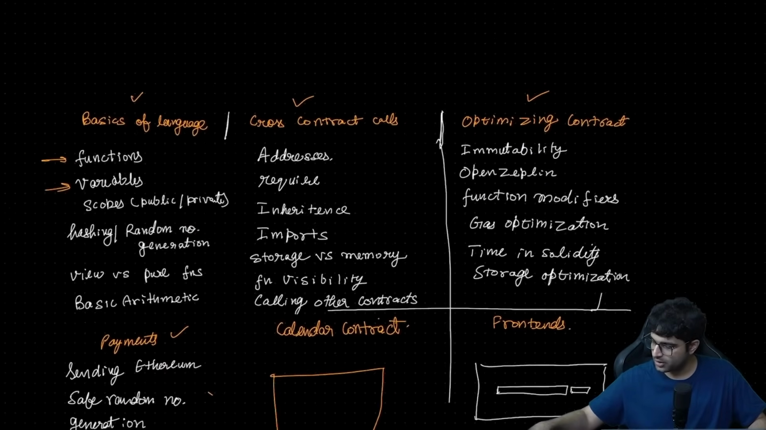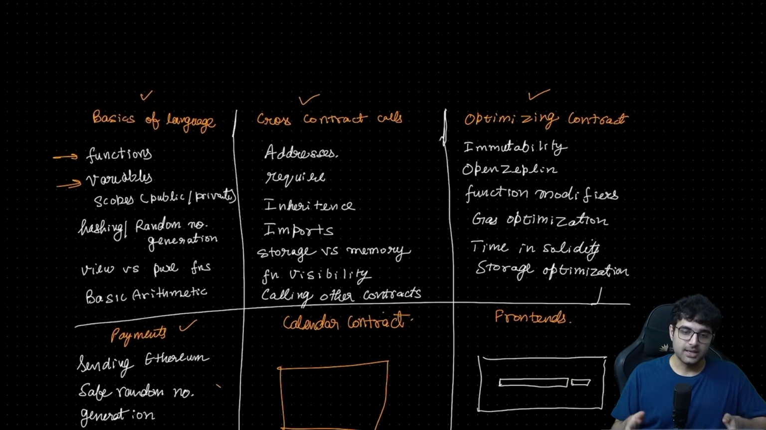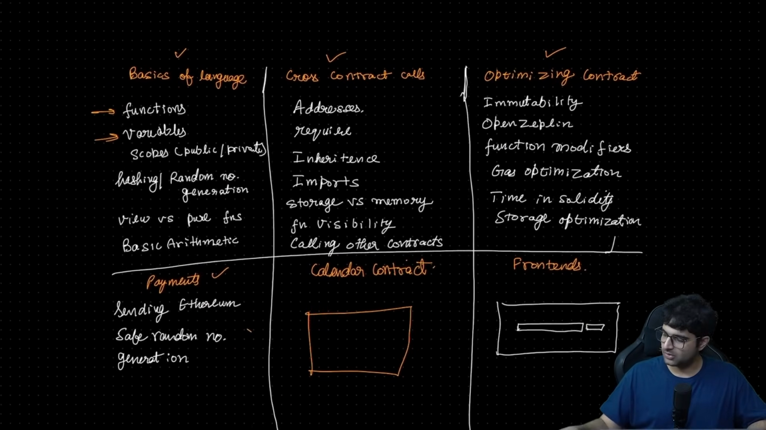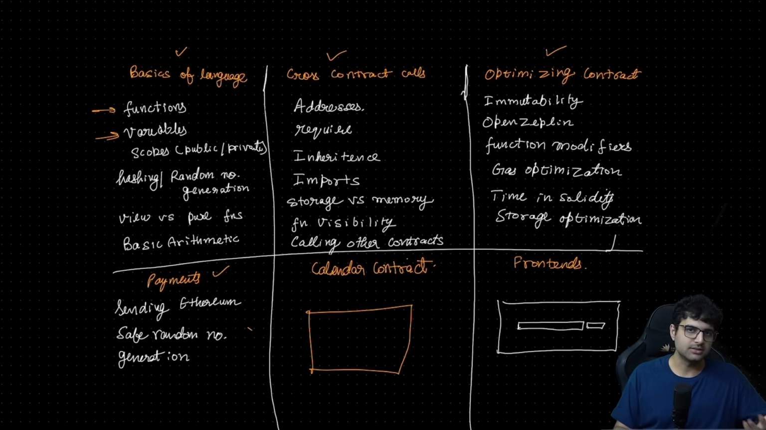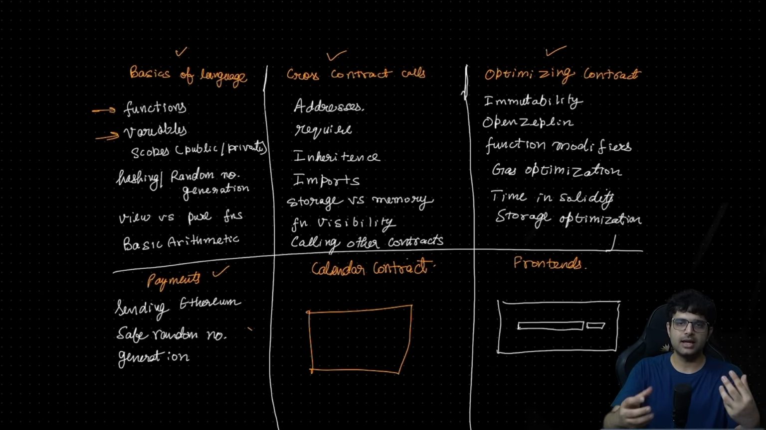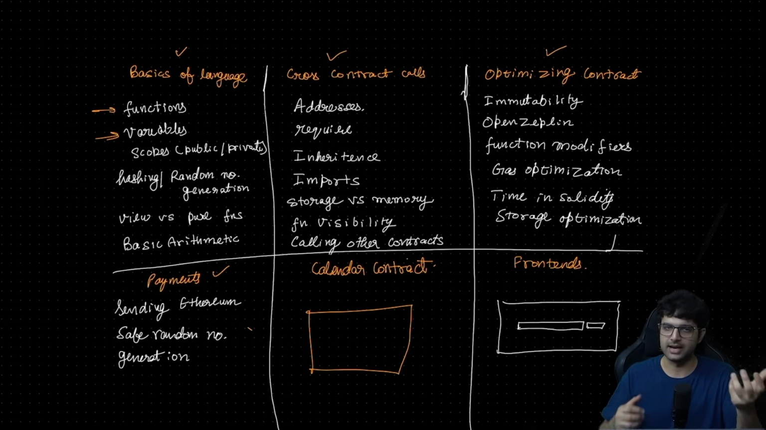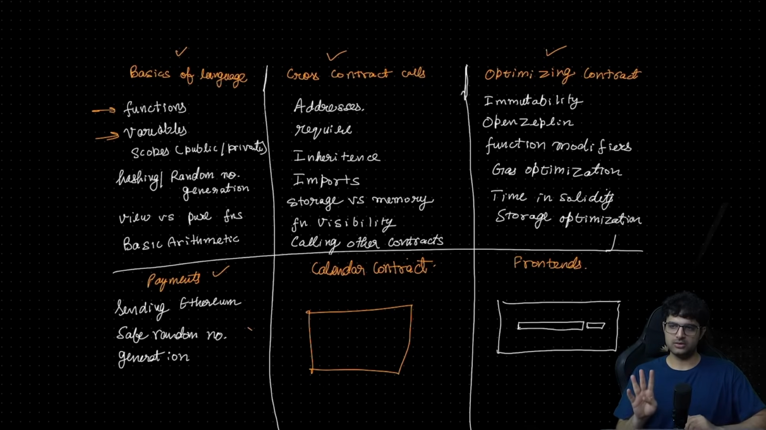Finally, point 4 is payments, which is very important. The biggest use case of Ethereum is that you can transfer ETH when you're calling a smart contract. If you remember a few minutes ago, I said you can create a smart contract where I send some ETH, I get back some Doge. I send some Doge, I get back some ETH. So you can not just call functions, you can also send tokens or send Ethereum when you're calling a function. How you do it, we will understand in this module. These 4 modules are enough to understand the basics of Solidity.